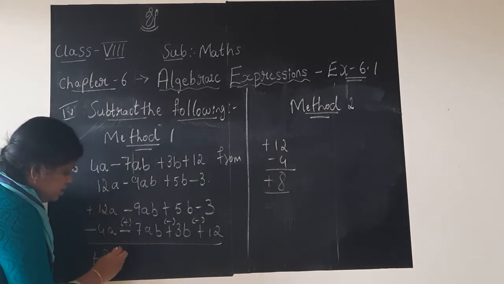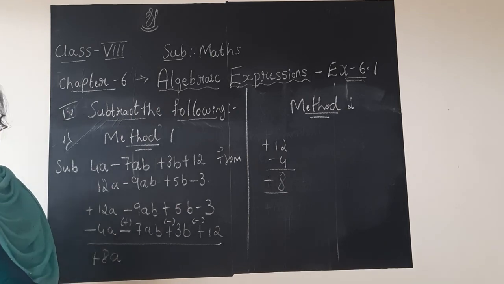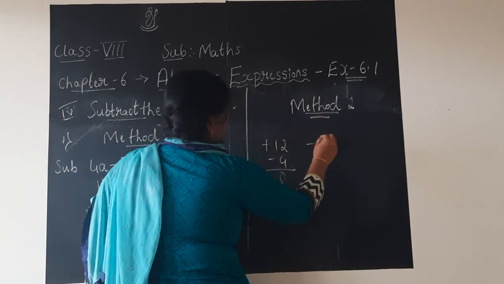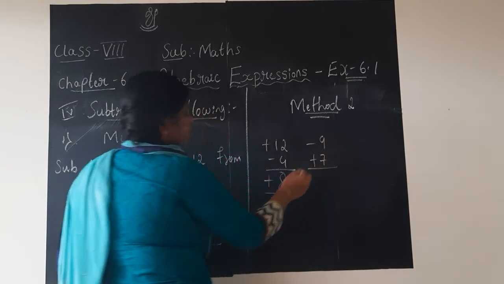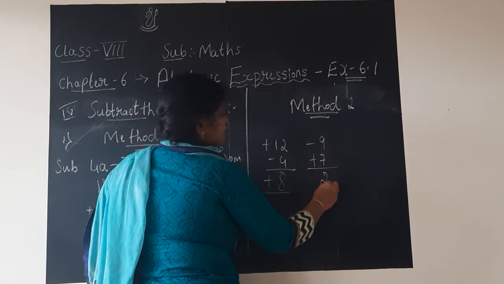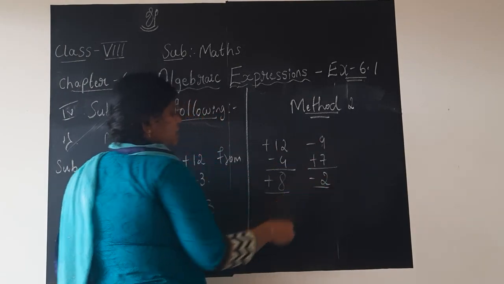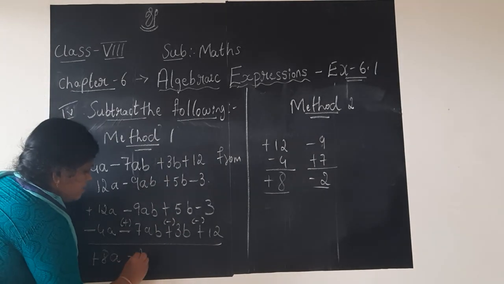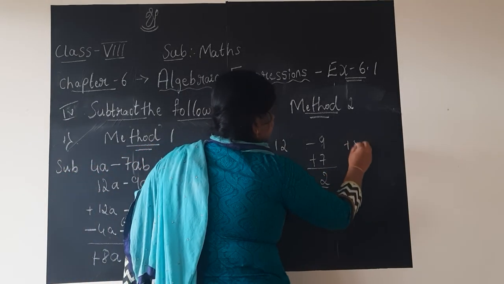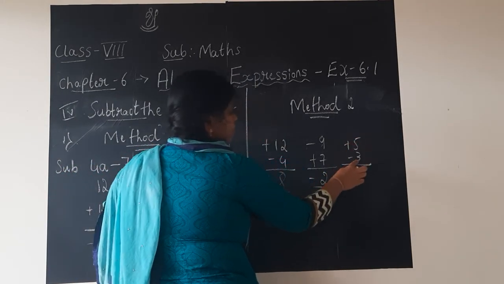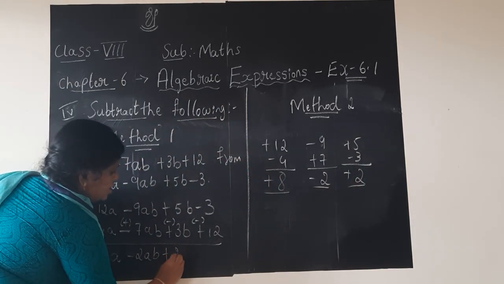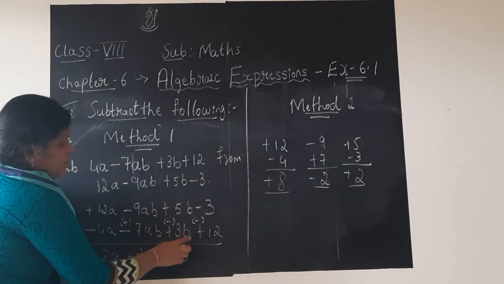I said you don't touch the variables. Write 8a as it is. Plus 8a. Minus 9 plus 7 is there. Minus 9 plus 7. One plus, one minus means again subtract. 9 minus 7 is 2. Greater number sign means minus 2. So it is minus 2ab. Plus 5 minus 3. Plus 5 minus 3. 5 minus 3 is 2. Greater number sign. So we got plus 2b.